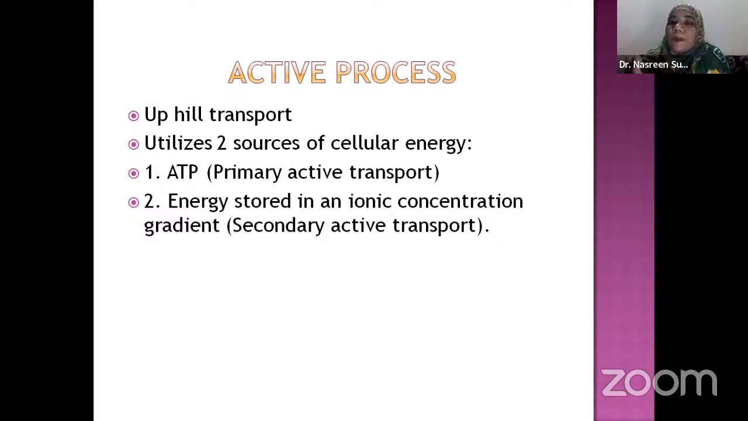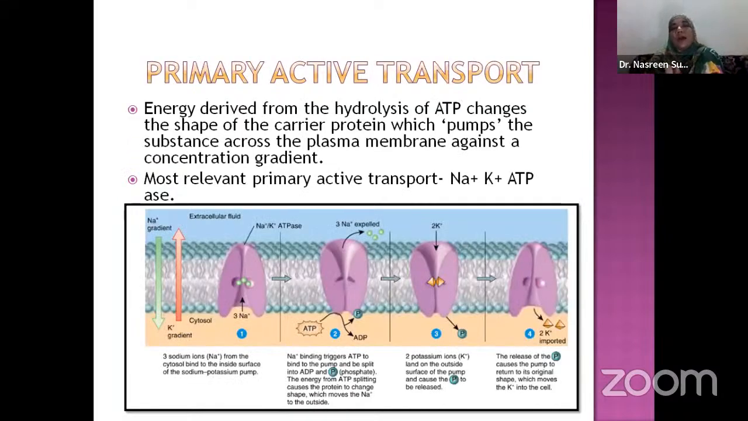Uphill transport means here the ions will be moving from lower concentration to higher concentration. Uphill, you are moving up. Definitely, when you are moving up, there should be some energy required, right? So that is why it is called uphill transport. Now you have two types of active transport systems: primary active transport and secondary active transport. The best example for primary active transport is Na+ K+ ATPase.